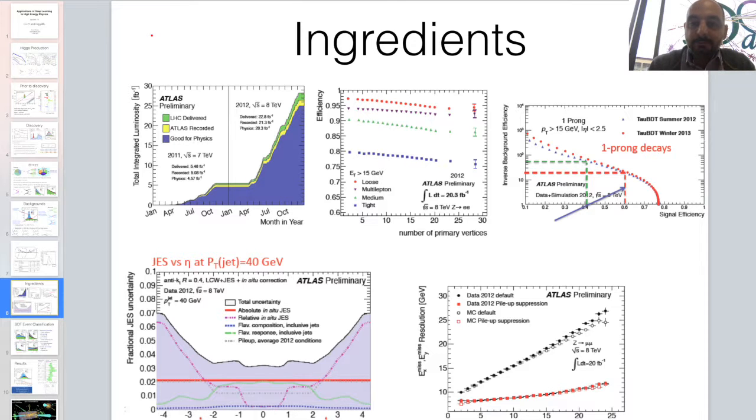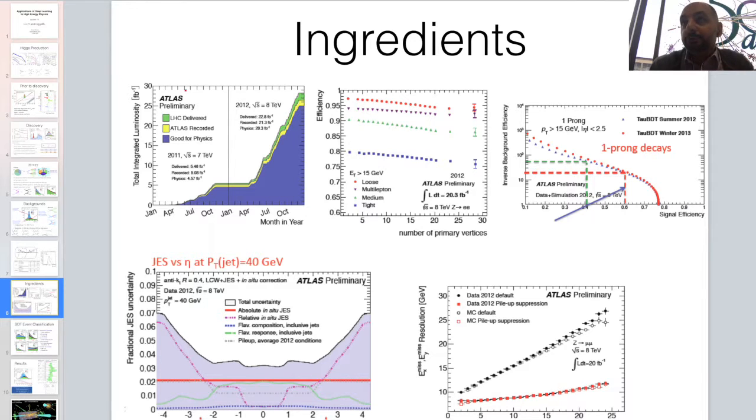Then in the data, you have to be able to find electrons, for example, in Run 1. So here is the electron efficiency for different criteria: loose, medium, tight, and multi-lepton. These are different requirements. On the ROC curve, a loose point is somewhere where the efficiency is high, but the fake rate is also high. And a tight one would be somewhere where the efficiency is low, but the fake rate is very low. So these are just different points on that ROC curve.